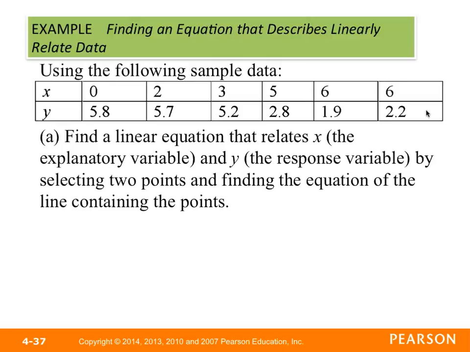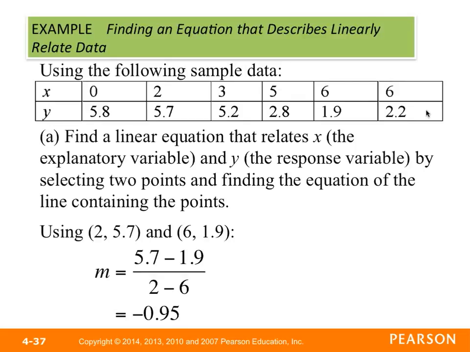Okay, so here's our first example. It's for finding an equation that describes linearly related data. So if we have the following data, this one we don't have a scenario around, but we have just x, y pairs. If we want to find a linear equation that relates x, which is our explanatory variable, with y, the response variable, by selecting two points and finding the equation of the line. So we can just pick any two points that we wanted, but in this case, we've chosen the 2 and the 5.7 and the 6 and the 1.9.